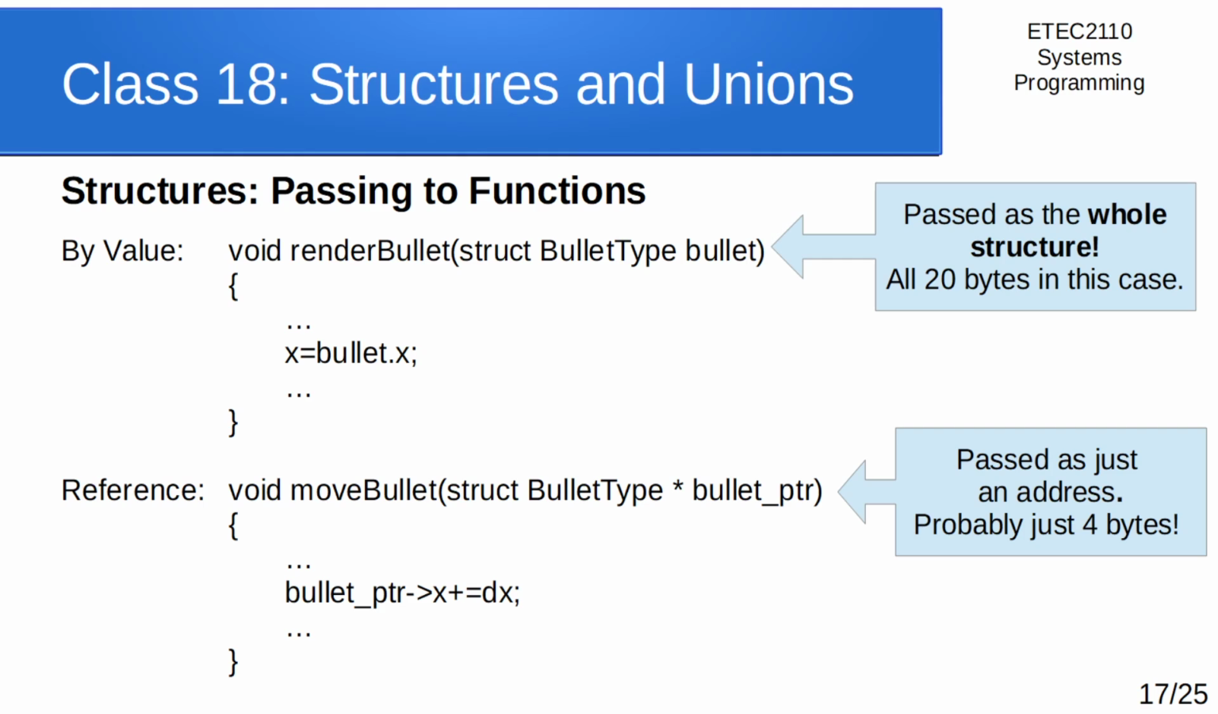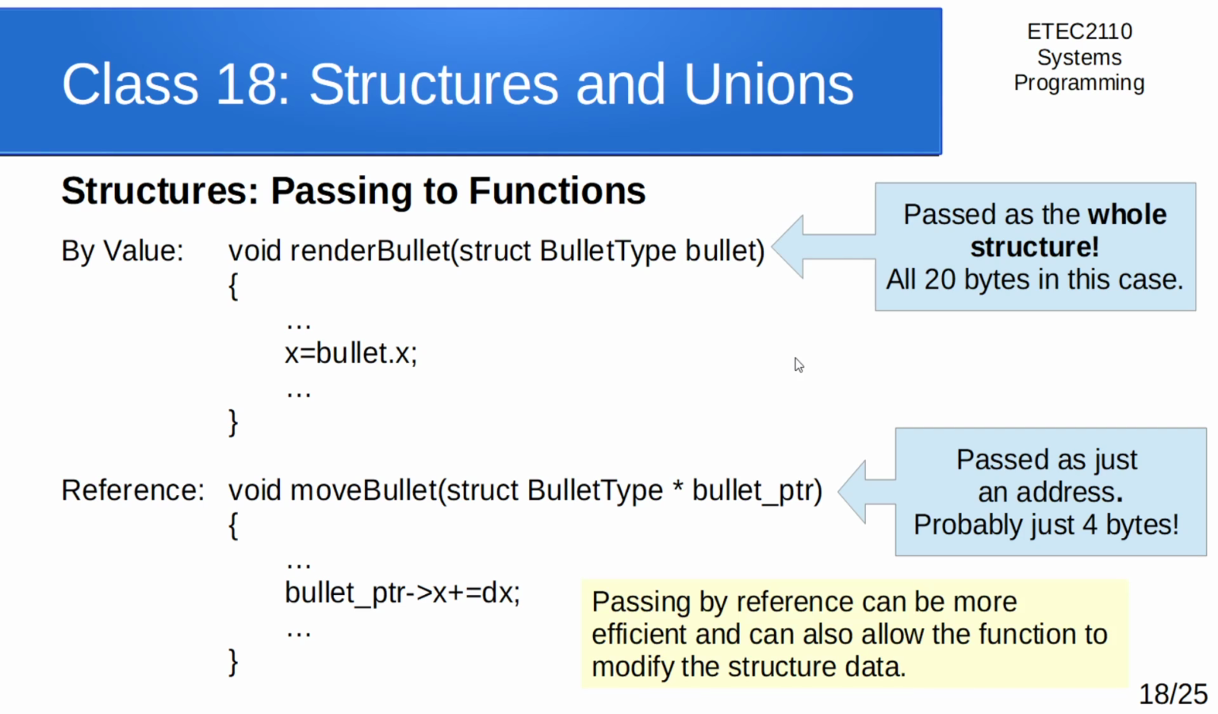So this part up here, notice that this is passing the whole structure, all 20 bytes in this case. So we're passing 20 bytes down here. It can access that with the dot operator. This is just passing an address, which is just, on most systems, like a 32-bit system, that's just going to be 4 bytes. And then this is going to just access that where that is in memory without actually moving the whole thing. And that can actually be pretty useful.